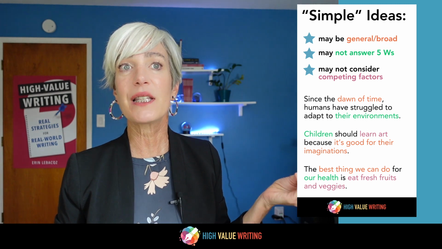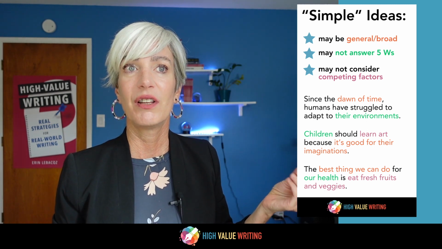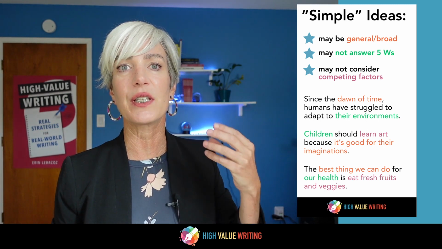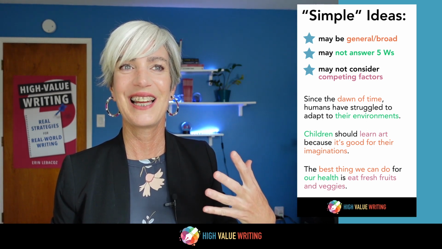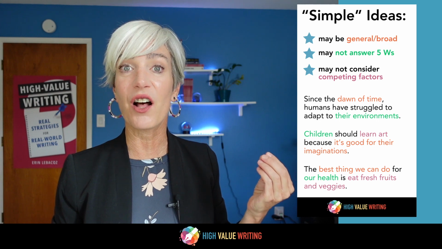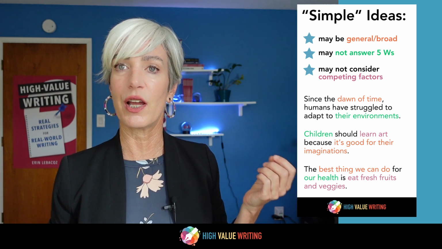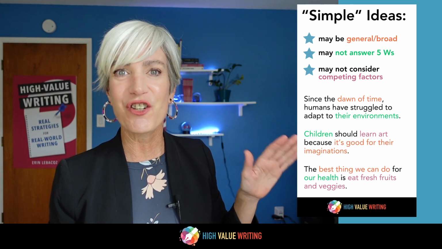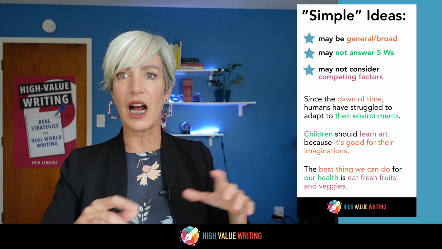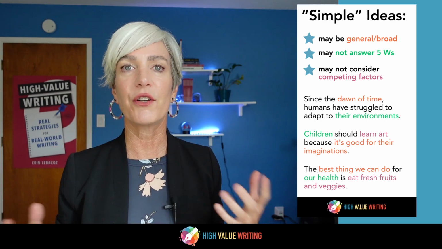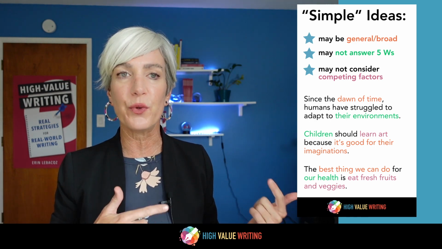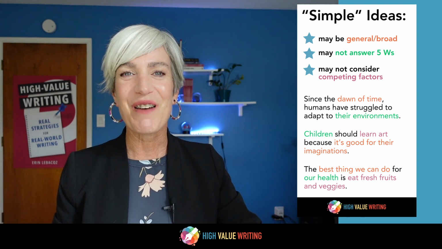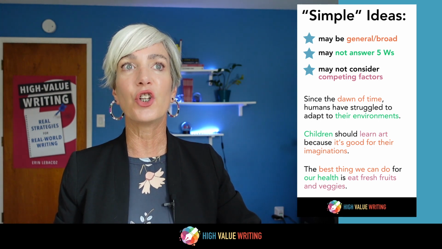And lastly, the best thing we can do. This is another kind of indicator that this might be a simple idea, to make it sound like there's one quick fix. The best thing we can do for our health is eat fresh fruits and veggies. It's not untrue. It's just that it's not taking into account other factors, other considerations. So let's look at what we would do with these examples and some others to make sure we're looking at the complexity of the ideas.